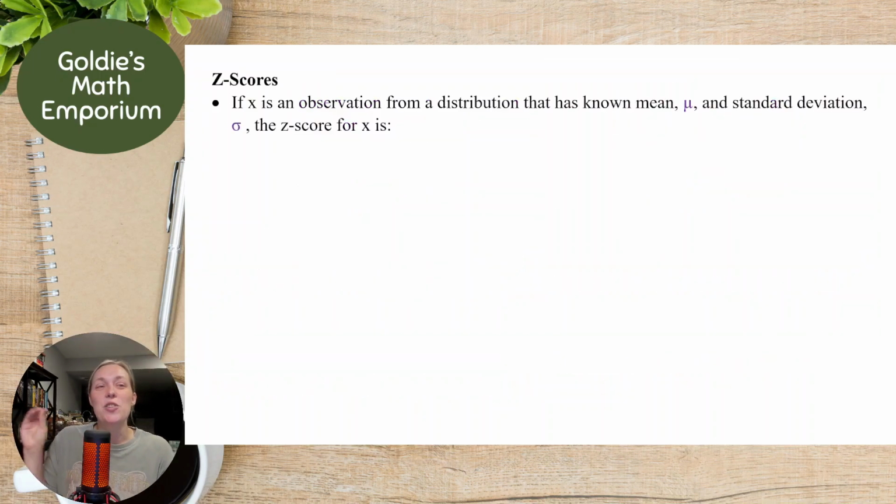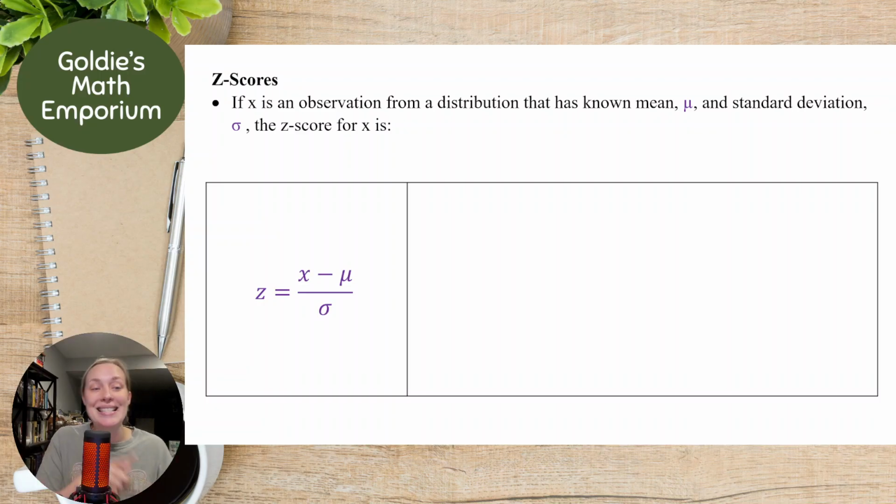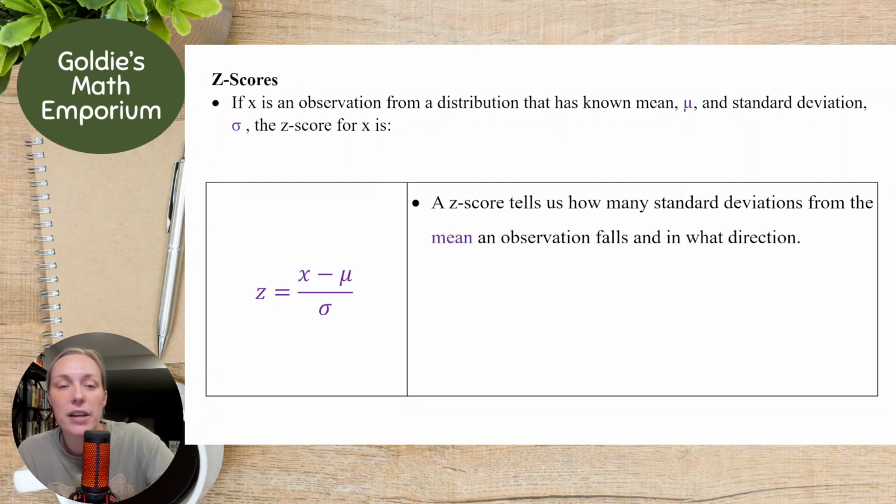Okay. So z-scores, let's define this then, because we're going to be using z-scores so much in this course. So let's lay the foundation right now. If X is an observation from a distribution that has a known mean, mu, and a standard deviation, sigma, the z-score is going to be z equals x minus mu, divided by sigma. X minus mu divided by sigma.